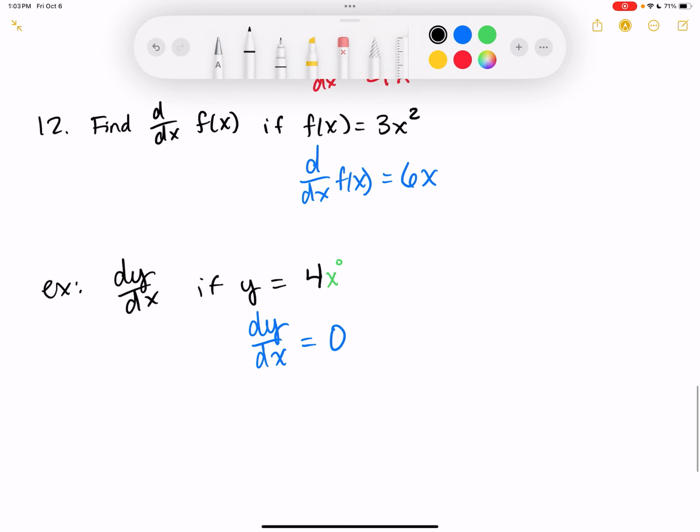So then, how about dy/dx if y is equal to pi? Still 0, because pi is a number. So dy/dx is equal to 0.